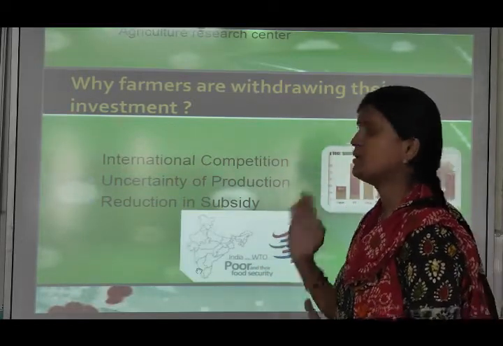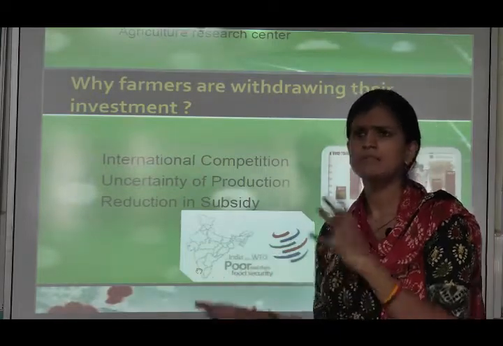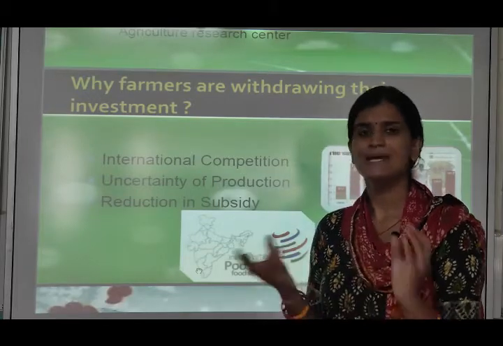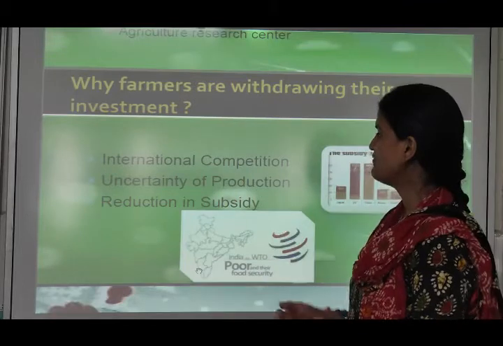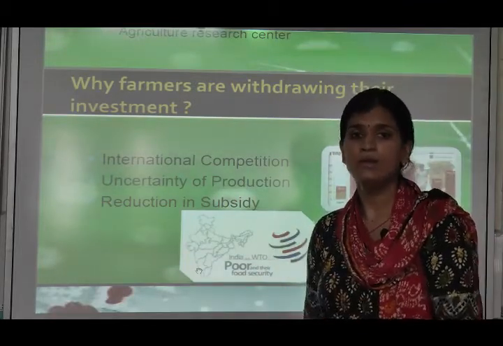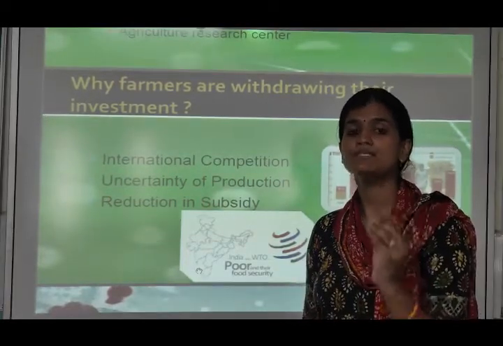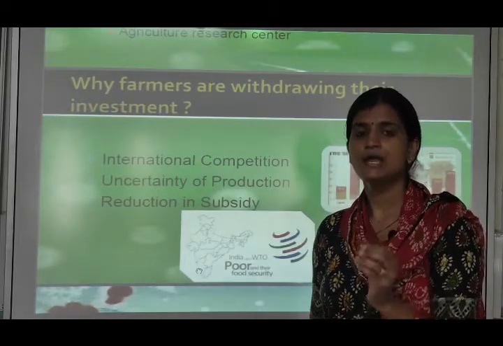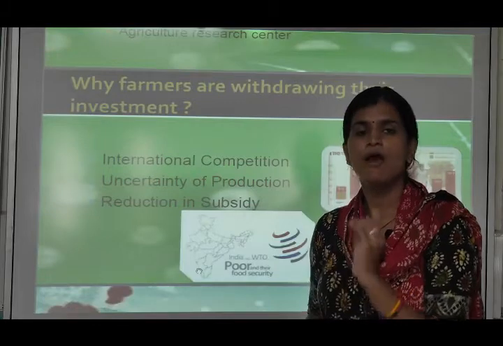Second was uncertainty of production, means there was production, but sometimes in a major way and sometimes in a minor way, sometimes more, sometimes less. So there was no certainty of production. And thirdly, we had reduction in subsidy. The subsidy which was given to the people was reduced to an extent. There was also the impact of globalization on agriculture, which had a long impact on agriculture.